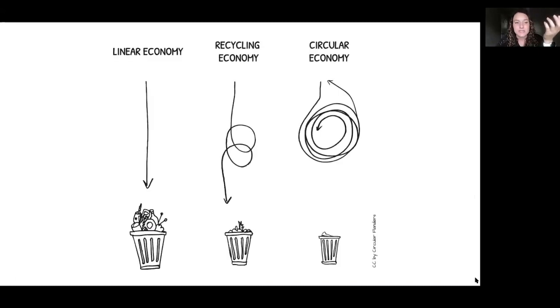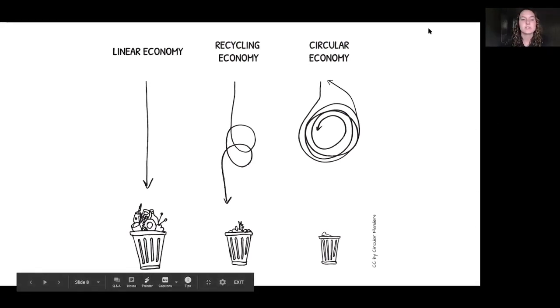Here is another example, another graphic of a circular economy and how recycling is part of it, but not the whole thing. So you can see linear economy is on the left, recycling economy is in the middle, where the middle section is kind of disrupted, but it still is linear.